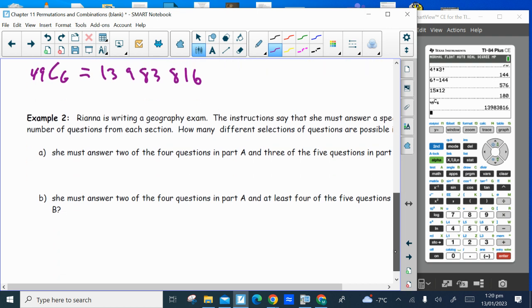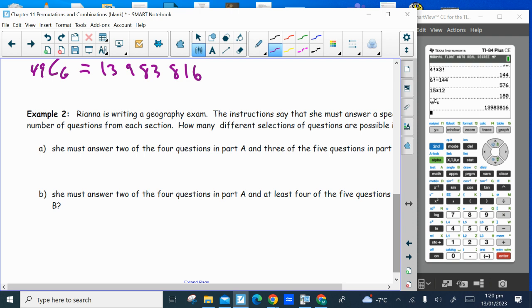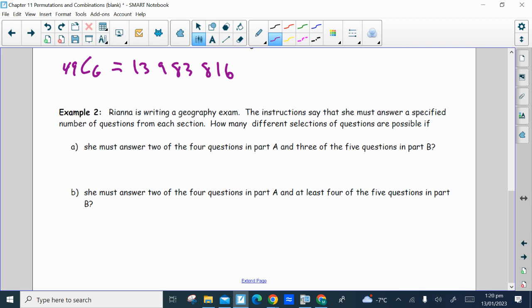Example 2. Rihanna is writing a geography exam. The instructions say she must answer a specified number of questions from each section. How many different selections of questions are possible if, first, she must answer 2 of 4 from part A and 3 of 5 from part B? Again, the order that she selects these questions doesn't matter. Doesn't matter if she selects the first question from part A and then does the fourth, or she does the fourth first and then the first.